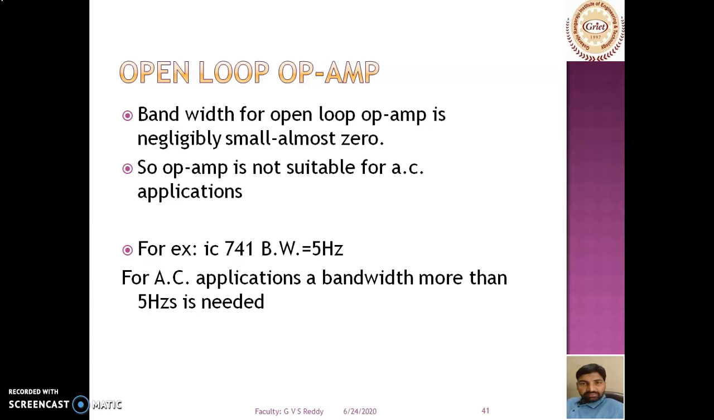The bandwidth of the open loop operational amplifier is negligibly small, almost 0. The operational amplifier is not suitable for AC applications. For example, for IC741, the bandwidth equals 5 Hz. For AC applications, a bandwidth of more than 5 Hz is needed. So that's why the open loop configuration is not suitable for AC applications.